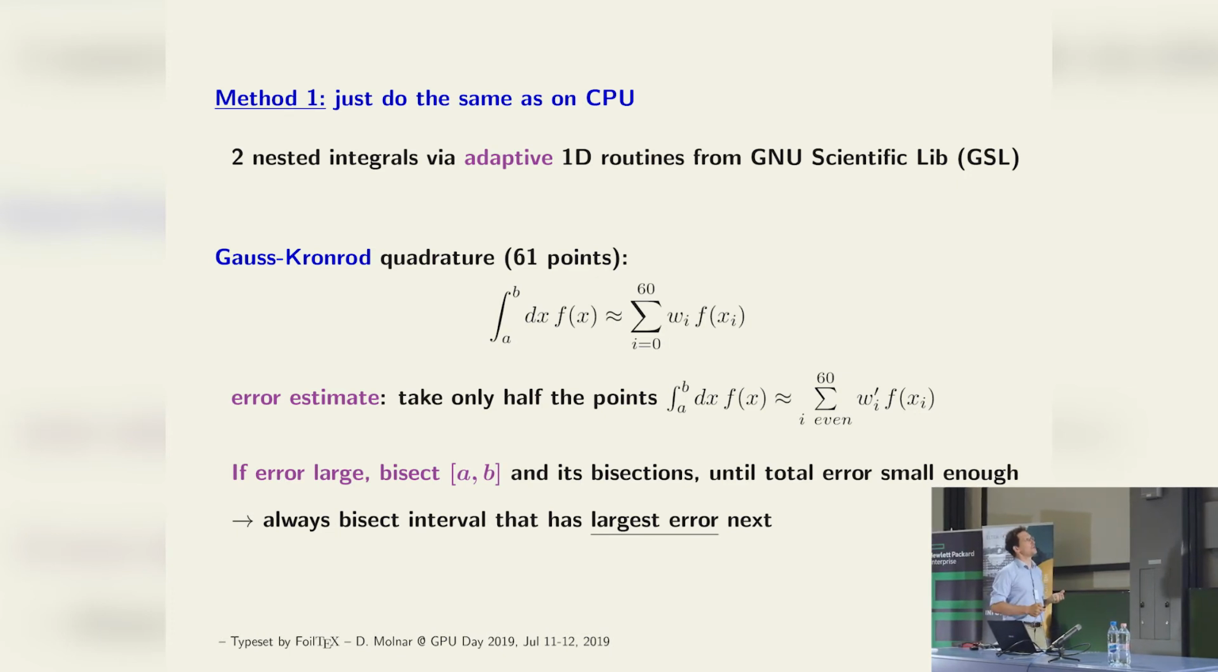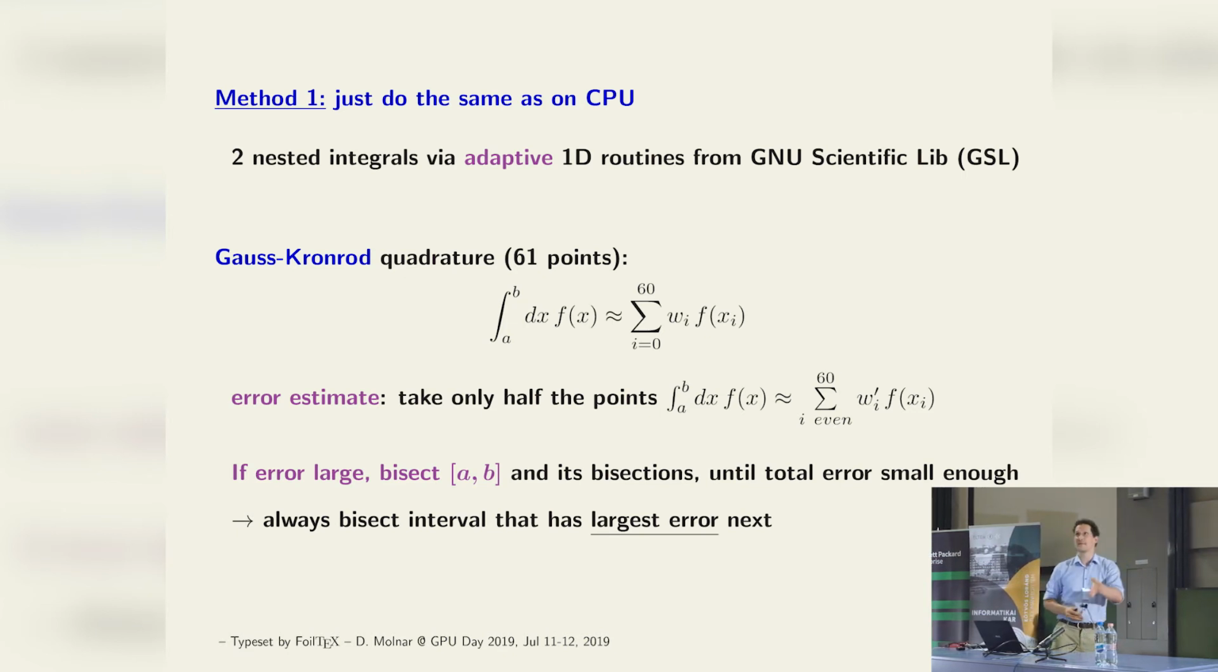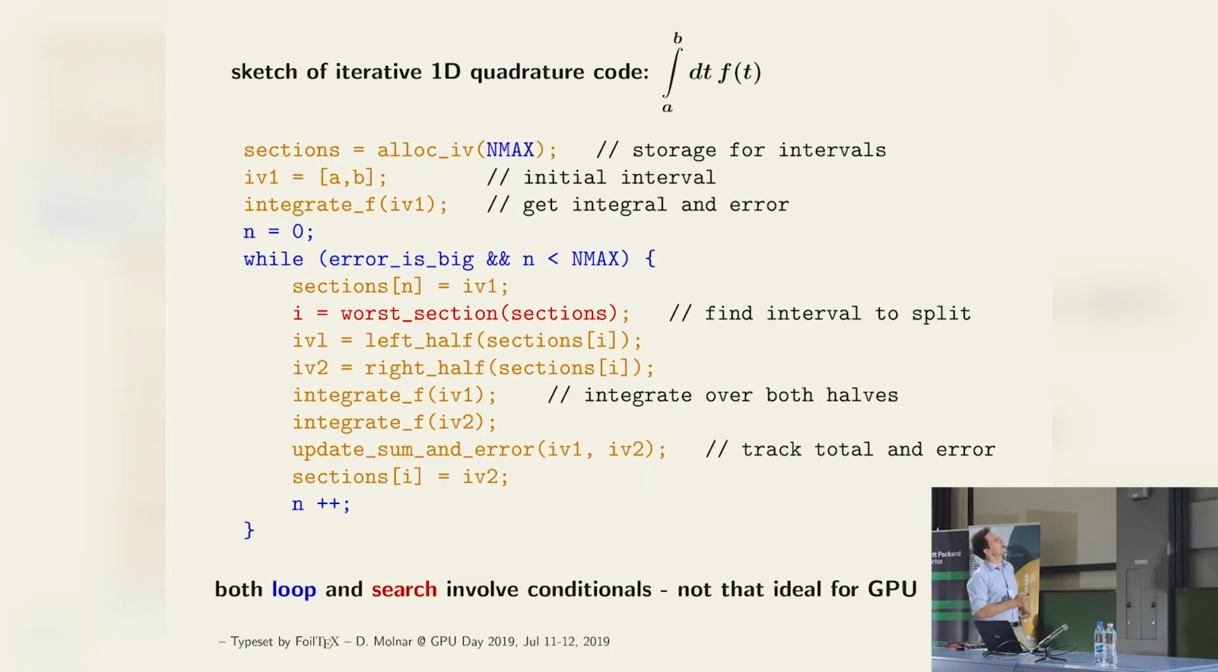So you first start with the full interval and do this estimate. If the estimate is not accurate enough, you halve the interval. Then you keep halving subintervals, always the one with the largest error, until you finally converge and your total error becomes small enough. Because you are always cutting the most promising interval for improvement, it's adaptive, which is nice, but it's a nightmare if you think in terms of efficient GPU runs. So this is actually the sketch of the routine in one dimension, so just one, say, the innermost or outermost integral.